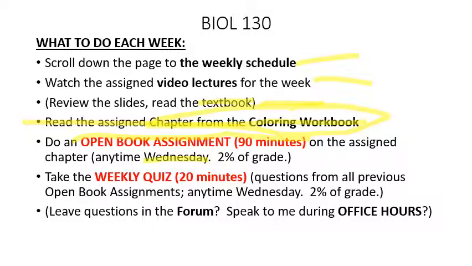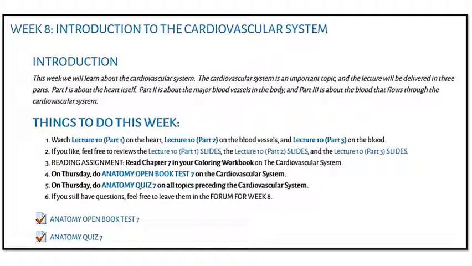Each open book exercise is worth 2% of your grade. And then each week you have a quiz, which is based on questions from all the previous open book assignments. You have to do that sometime on Wednesday, and each of those is worth 2% of your grade as well. And then if you want to, you can leave a question for me in the forum, or you can ask me a question in person on the virtual office hours. So that's what you have to do every week for this course. There are 13 weeks, 13 different topics, a different topic every week. And this again is what the list looks like.